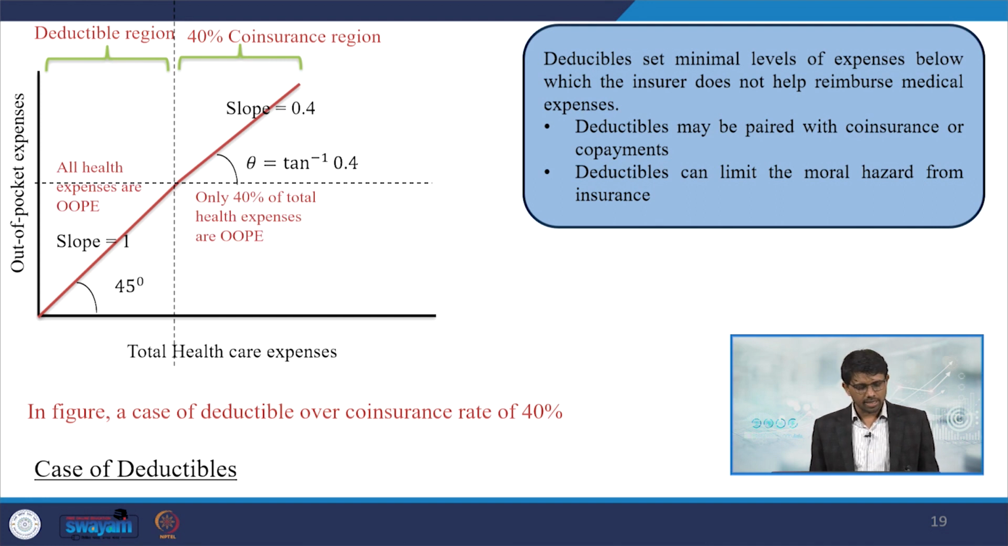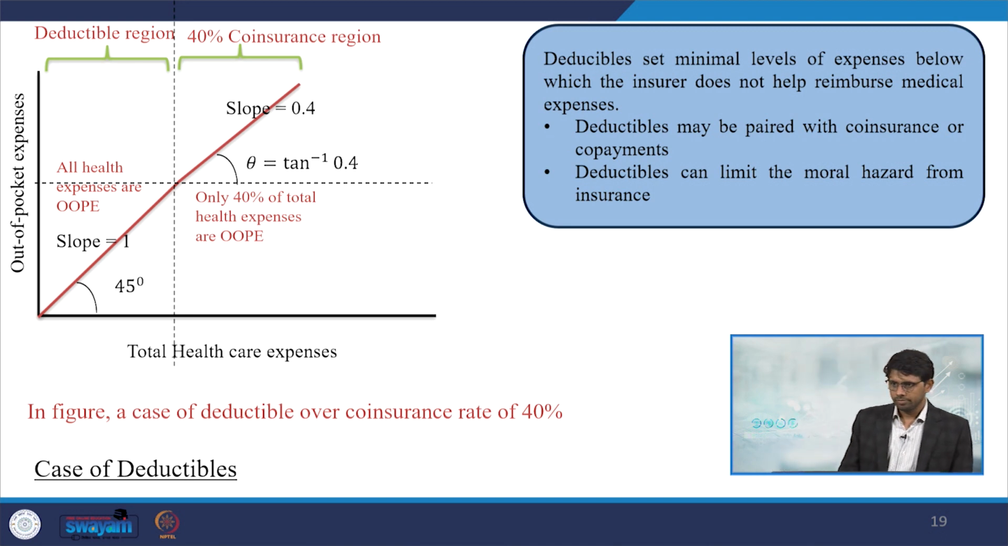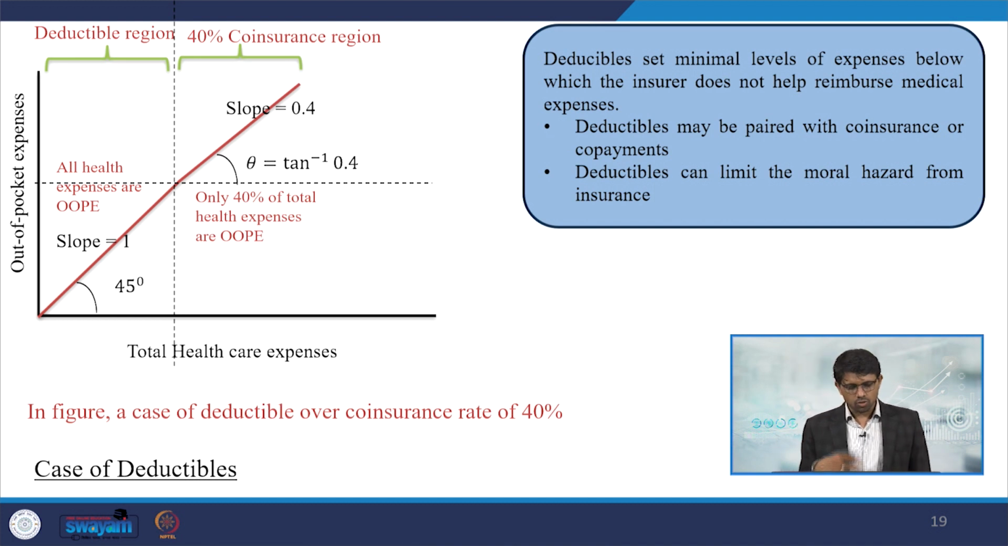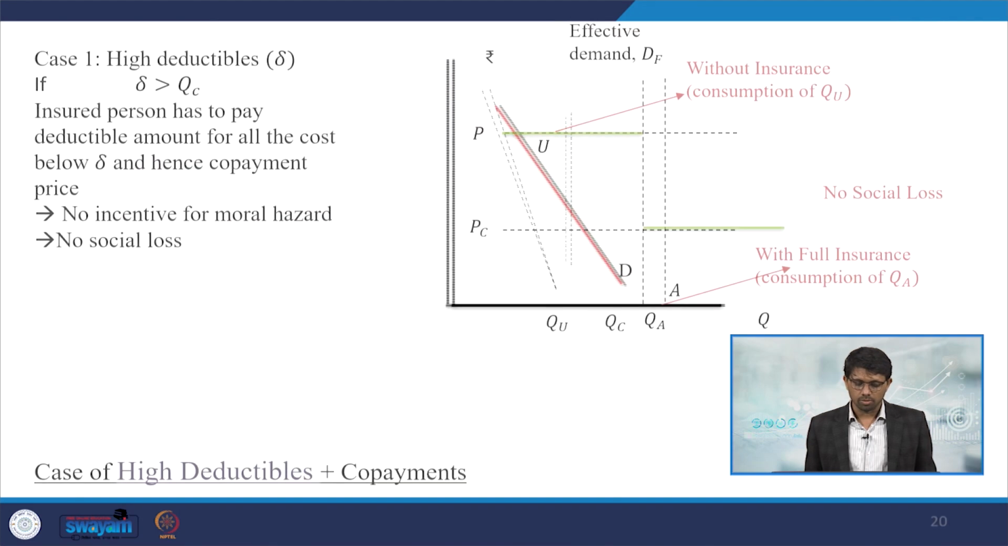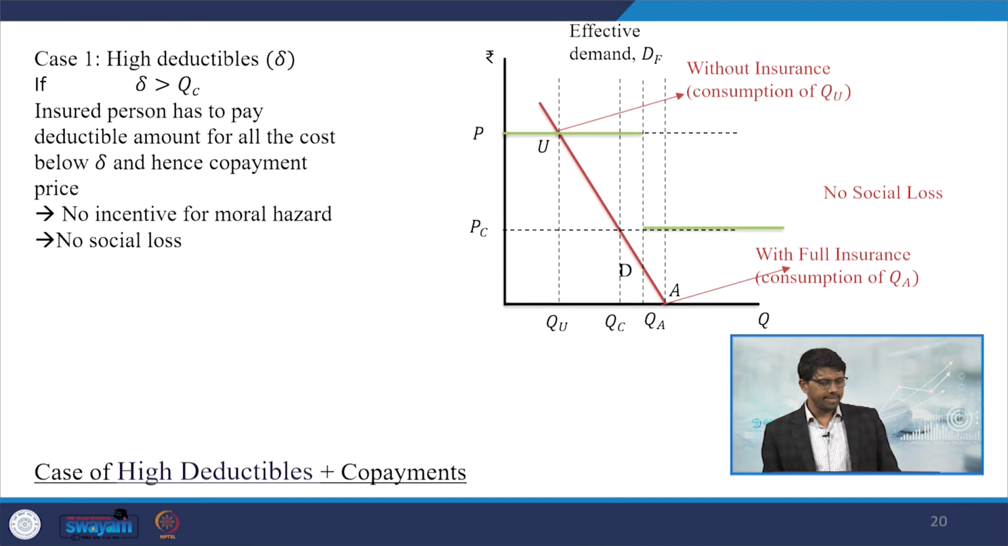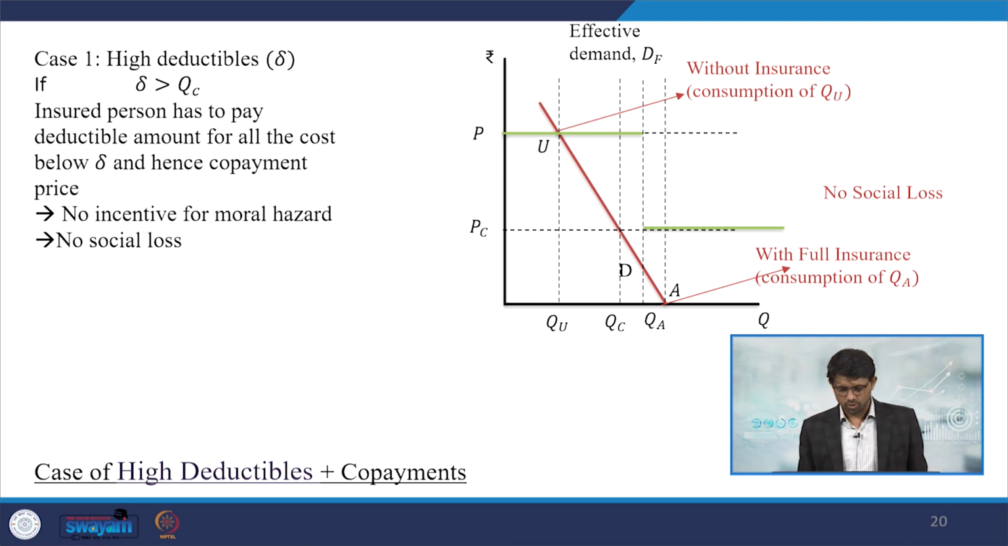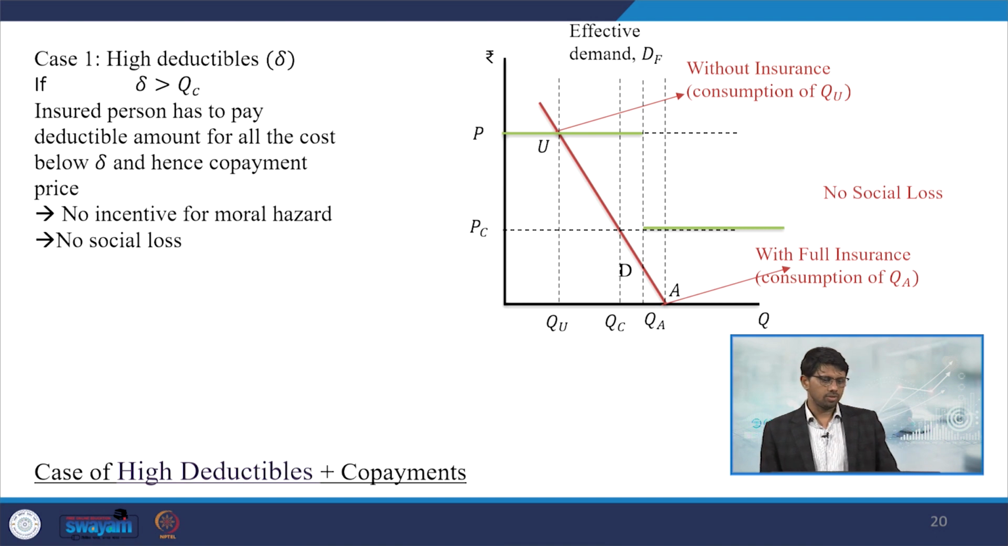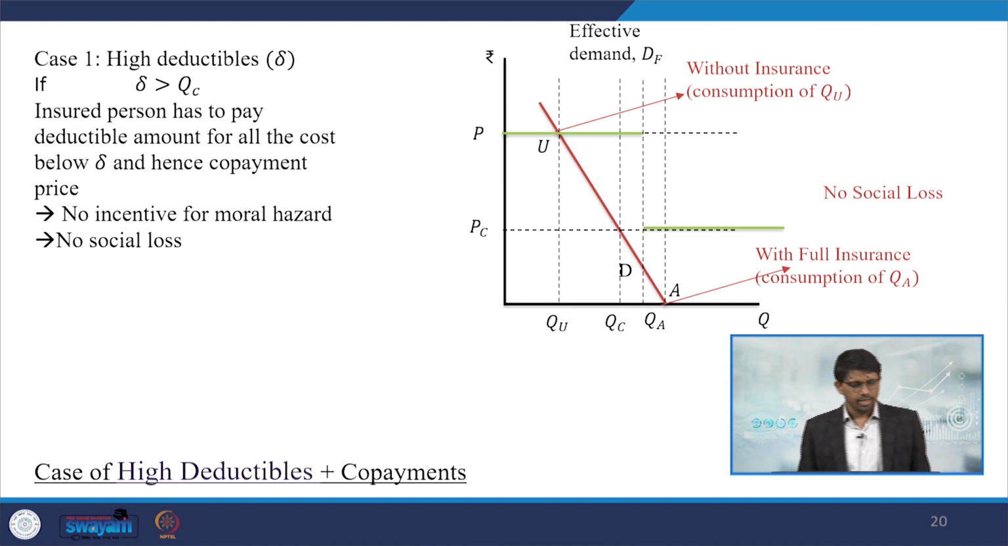So, only 40% of the total health expenses are out-of-pocket. Basically 40% is borne by the individual, and another 10% may be covered. If 40% deductibles are there, that also controls the moral hazard. Case 1: when the deductible delta is greater than QC, the insured person has to pay the deductible amount for all the cost below delta, hence the co-payment price, and there is no incentive for moral hazard and there will be no social loss.